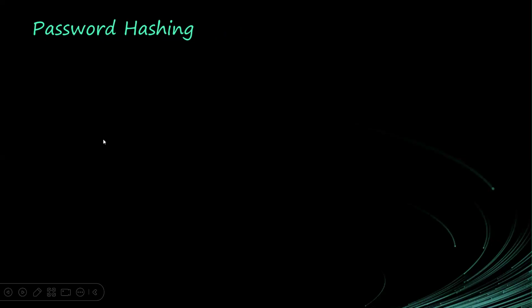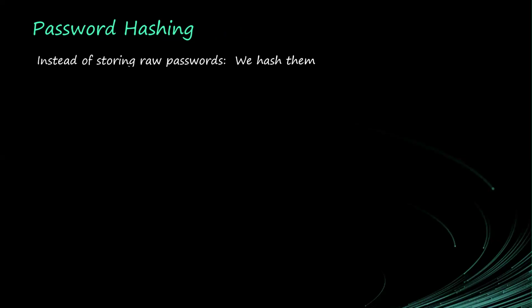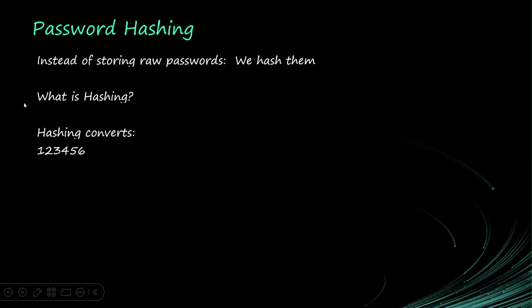So let's talk about password hashing. That is the first measure we will take. Instead of storing raw passwords, we hash them. So now, what is hashing? Hashing converts something like this to something like this. You can see now this is hashed, it is encrypted. So even if the database leaks, you're not going to be seeing this, you're only going to be seeing this.